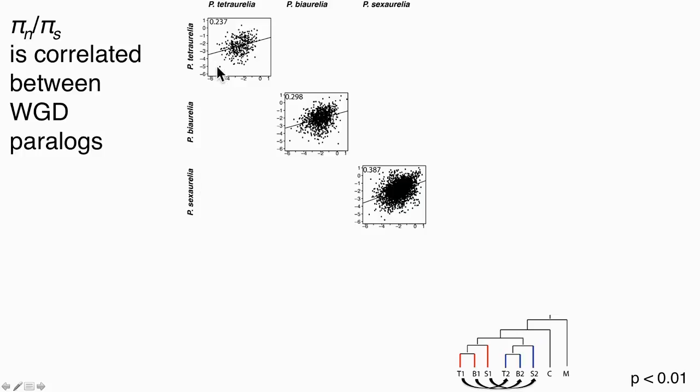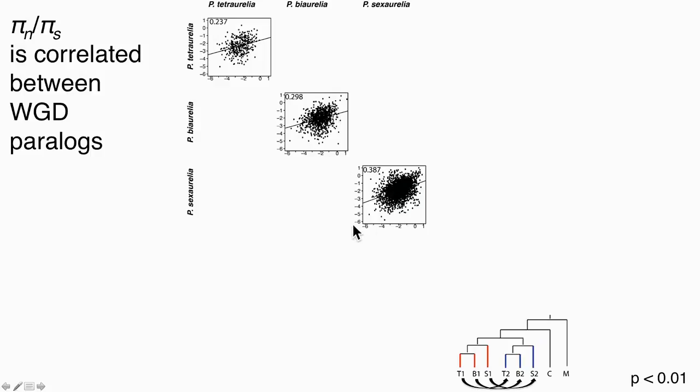So the x-axis here has pi n by pi s for paralog 1, and the y-axis has it for paralog 2. And we can see that for all the aurelia species, these are highly correlated. This overall suggests that the duplicates in the aurelias are not undergoing substantive change in function or even loss currently.